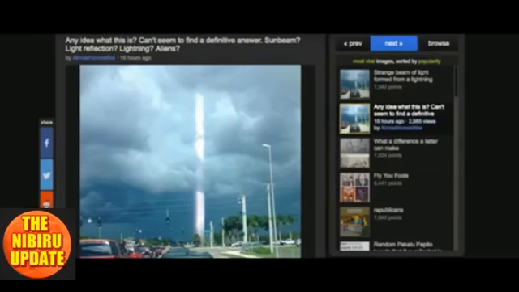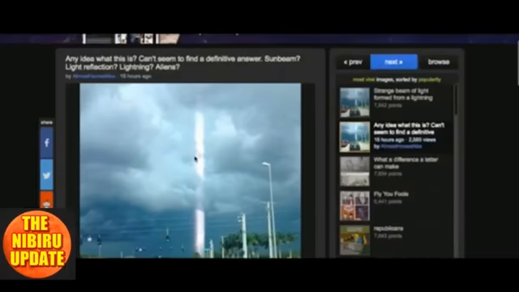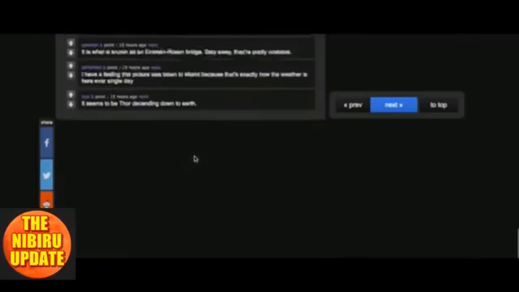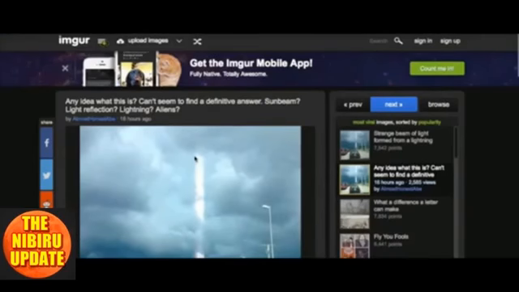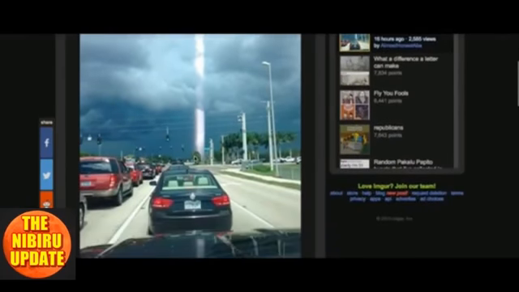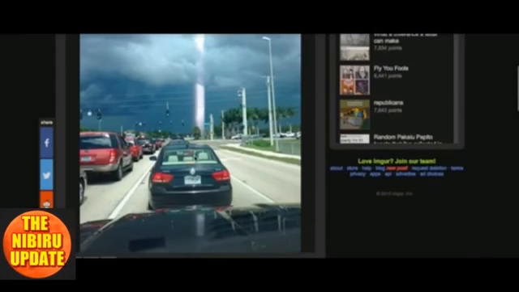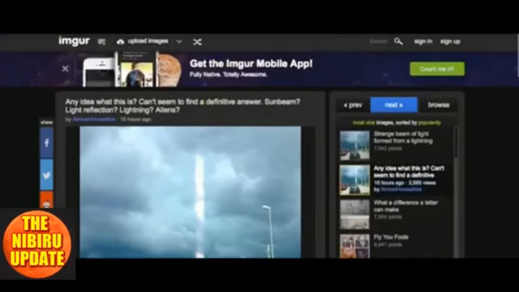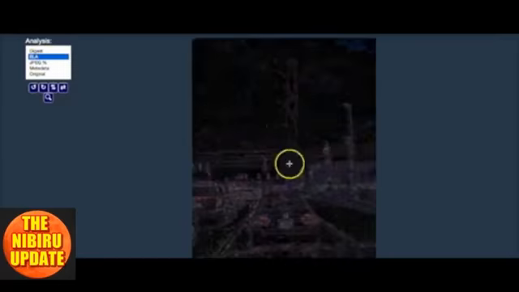I did a Google image search to see what else popped up, and there's some other comments on it here. Anybody have an idea what this is? Is it a sunbeam, lightning, aliens? Is it real or what? But okay, we do know it was taken from a Motorola camera, which is a Motorola phone, and it was in Florida, and a lot of people are saying, what is it? And I'm just going to tell you right now, it's a VW. That's all it is. That's the car in front of them. That's according to the comments, but I could be wrong. Anyways, back to this. I don't know, you guys tell me.